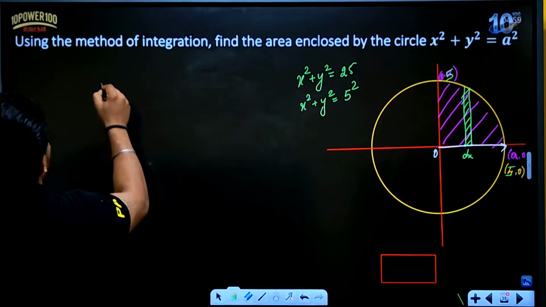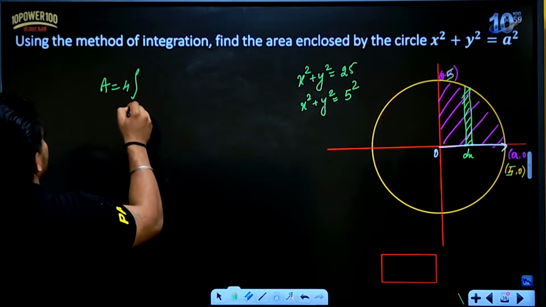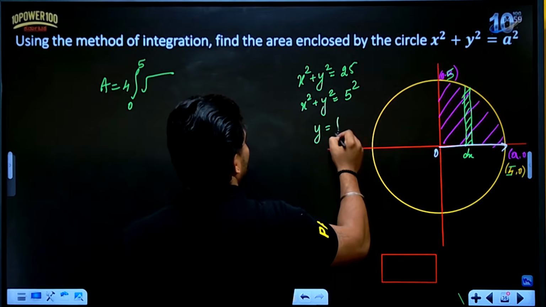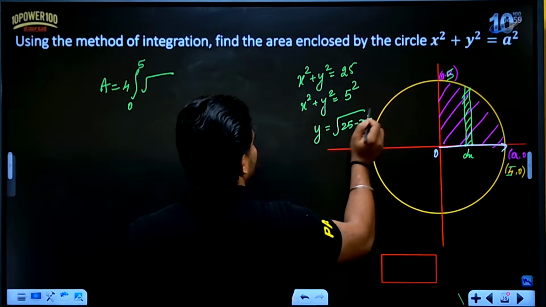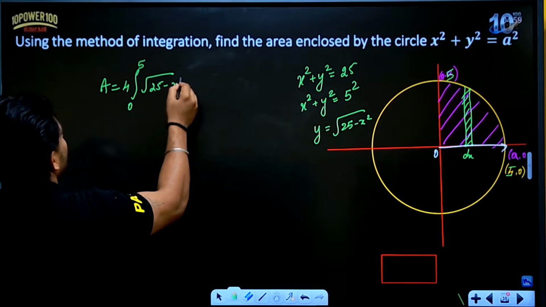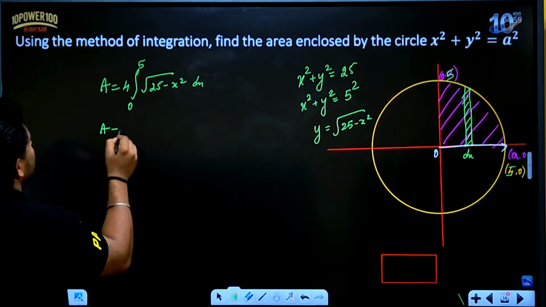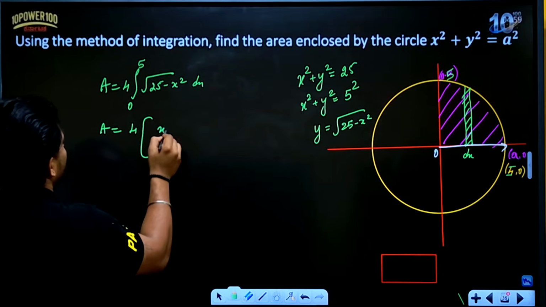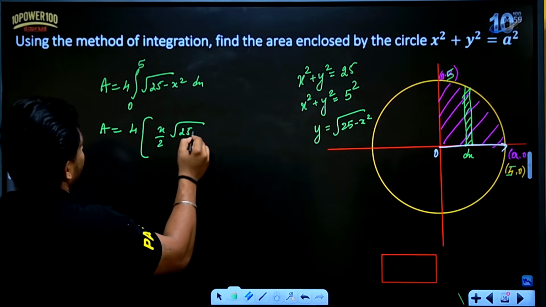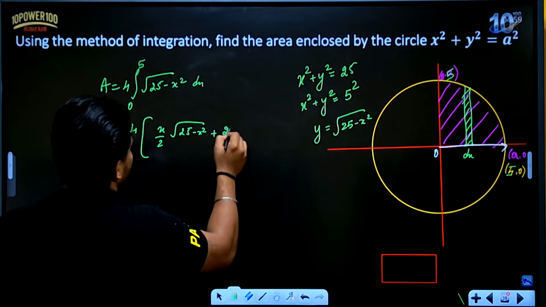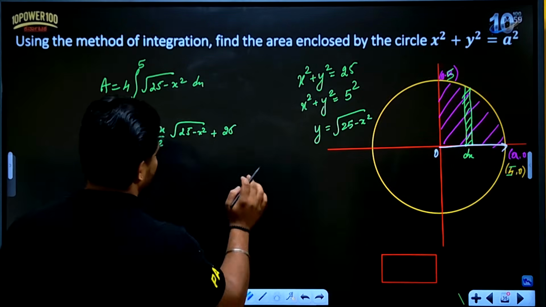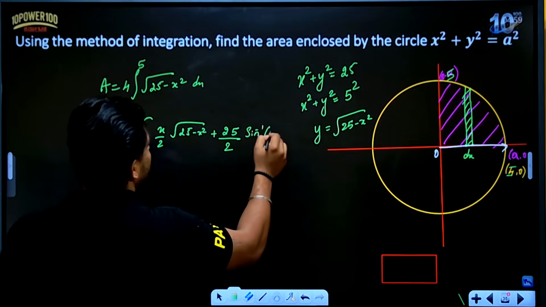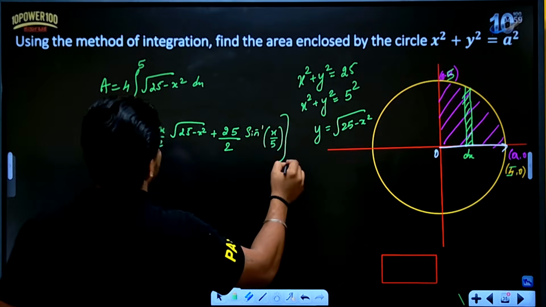So ಇಲ್ಲಿ area is equal to 4 times of 0 to 5 ಅಂತ ತಗೊಳ್ತೀರಾ. Root of, ಇಲ್ಲಿ y ಗೆ ಸಾಲ್ವ್ ಮಾಡಿದ್ರೆ y is equal to square root of 25 minus x square ಬರುತ್ತಲ್ವಾ? So it is actually root of 25 minus x square dx. So ಇದನ್ನ ಸಾಲ್ವ್ ಮಾಡಿದ್ರೆ area is equal to 4 times of x by 2 root of 25 minus x square plus a square by 2, that is nothing but 25 by 2 only. Right? 25 by 2 sine inverse of x by 5 with limits 0 to 5.